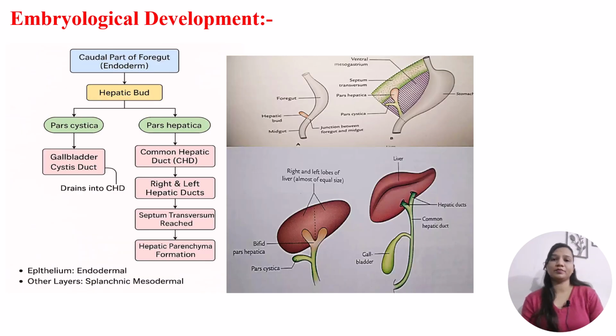Before starting, let's understand the embryological development of this apparatus. It develops from the caudal part of the foregut. Here foregut means the upper part of the primitive gut tube, which is formed during embryonic development from the endoderm. So from the endoderm, a primitive gut tube forms.